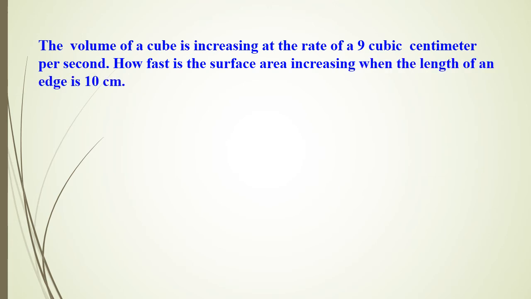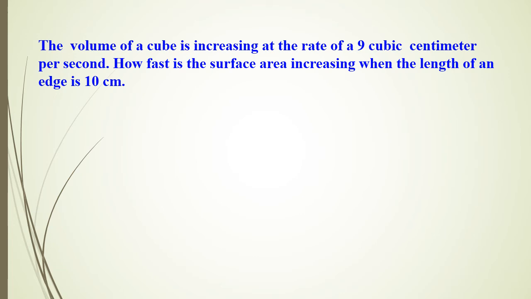In this question, the volume of a cube is increasing at the rate of 9 cubic centimeter per second. V is the volume of the cube, x is the length of the cube, and S is the surface area of the cube. Next, the volume of the cube changing with respect to time can be written as dV/dt = 9 cm³/s. Then, how fast is the surface area increasing?